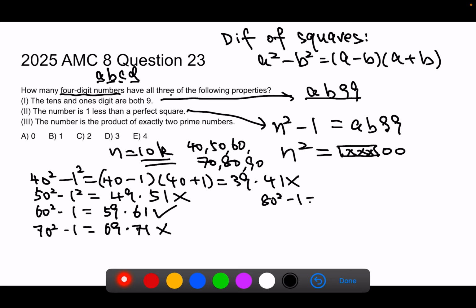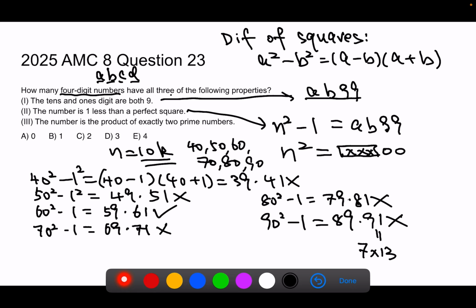80 squared minus 1 equals 79 times 81. Well, 81 is 9 squared, so apparently not a prime number. And 90 squared minus 1 is 89 times 91. This is an easy to miss point, because some people may think 91 is a prime number. It's not. 91 is actually 7 times 13, so this is not a prime either. So the only number that works is 60 squared minus 1, or 3599. Answer is B.